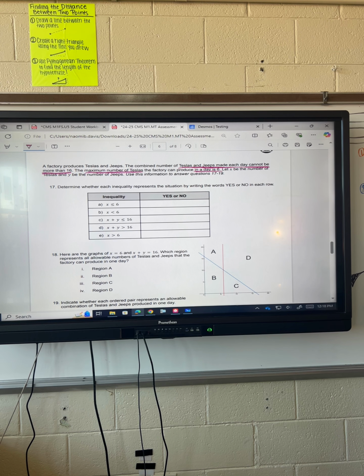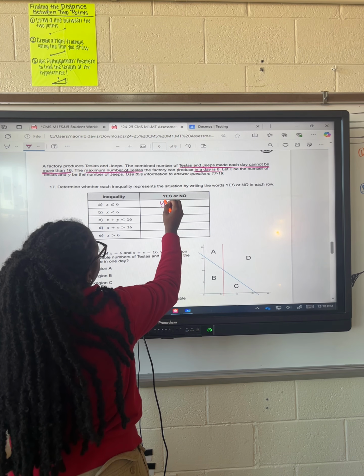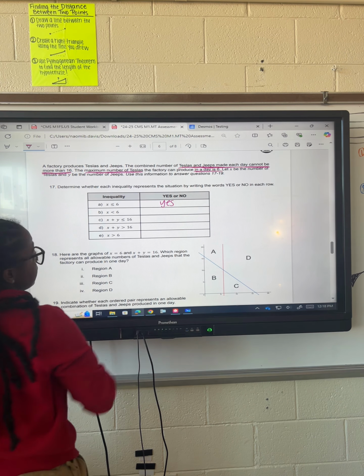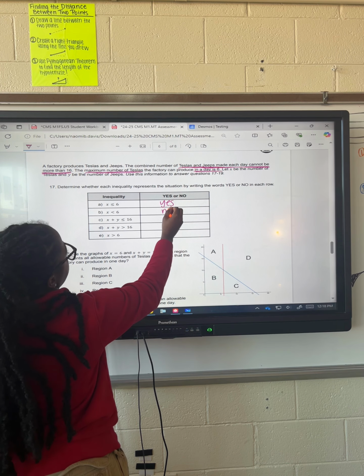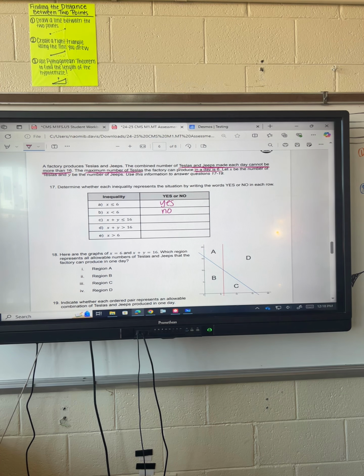They said the maximum number of Teslas they can produce is 6. Okay, so if it's maximum, that means we can't go over 6. We can make 6, but we can't go over 6. So yes. Okay, this is saying we can't make 6. We already said we can, so no. Okay, so that one should be simple.